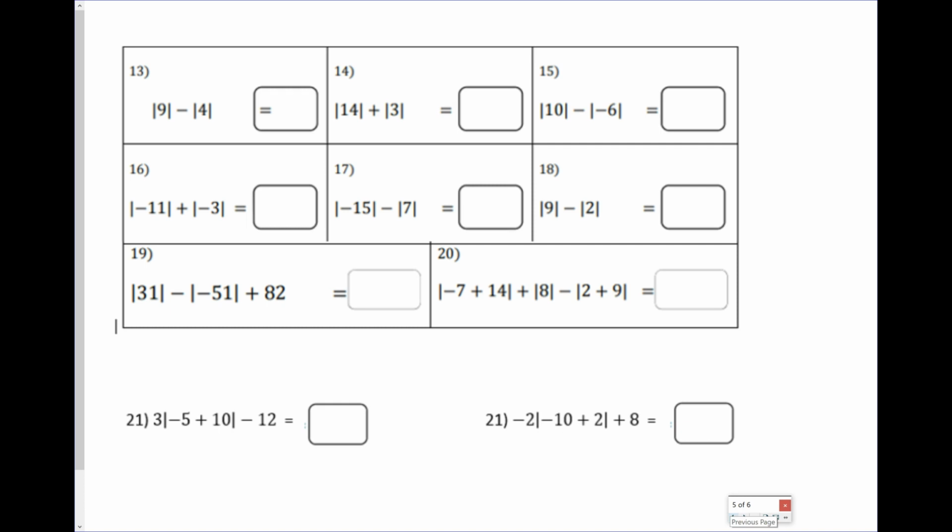These next few are even trickier, okay? And these deal with order of operations. So they kind of take us back to when we did that in Unit 1. So number 13, simplify each of them.